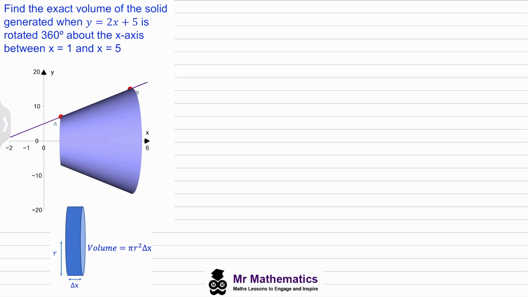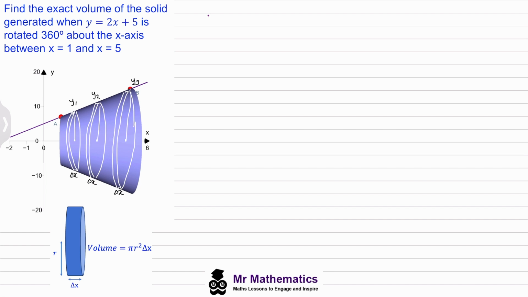Now I've called the length of a cylinder delta x, because what we're going to do is pack this solid full of discs with an almost negligible length. So this delta x is very, very small. And the radius will be the corresponding y value for x at that point. So if we call this radius y1, y2 and y3, then we can find the volume of this solid by adding up the volume of each disk.